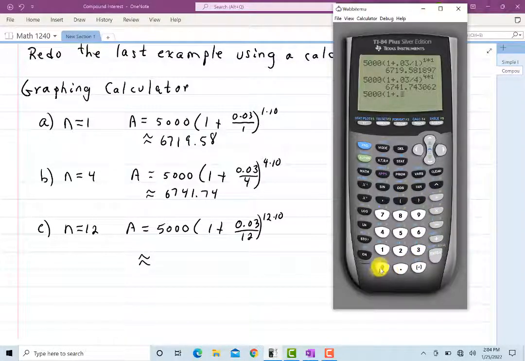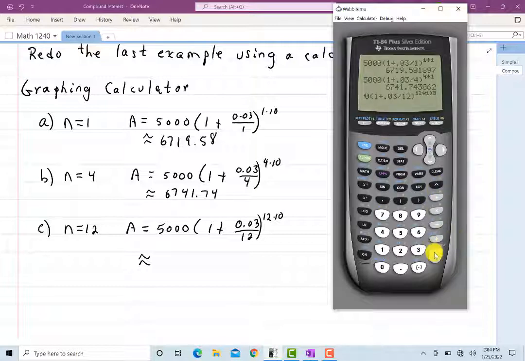Now, inside of the parentheses, do not in any way, shape, or form get the idea that simplifying is a good idea. If you simplify or try to round the decimals inside of this parentheses, your answers will be wildly inaccurate. Do not in any way, shape, or form simplify inside the parentheses. All right, then I need to get into the exponent. And here I'm going to put 12 times 10.